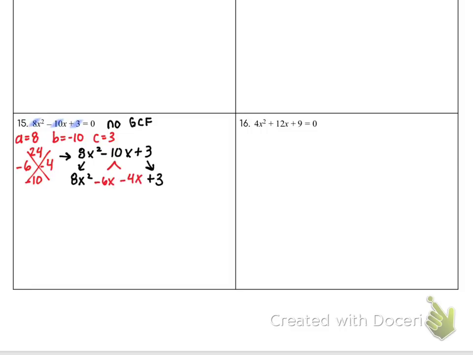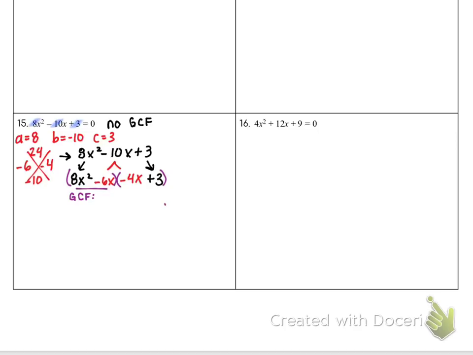Okay, last two. So this one, again, does not have a GCF. Always check that. So we're just going to label A, B, and C. 8 times 3 is 24, and we have a negative 10. Sorry, I did not write that. That's why I'm pausing here. This is supposed to be a negative 10 down there. Okay. So we're going to drop the first term, we're going to split up the middle term, and we're going to drop the last term, because a does not equal 1, so we can't just jump straight into it.